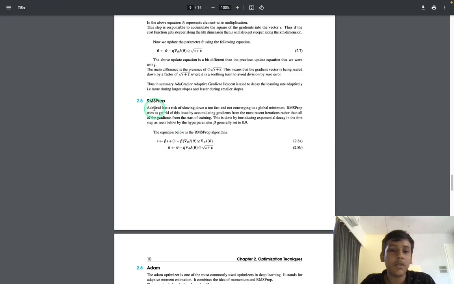So Adagrad has a risk of slowing down too fast and not converging to a global minimum. And that's something that does happen a lot. That's the problem that I was talking about: you will see that your losses go down, but they will kind of plateau at a point and won't get below that. It will be very easy to go below that if you just choose a different optimizer, which is going to be RMSprop.